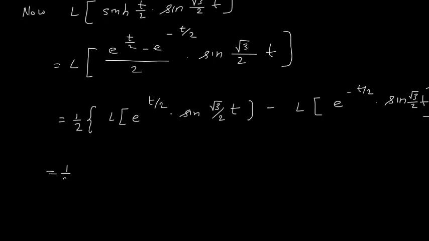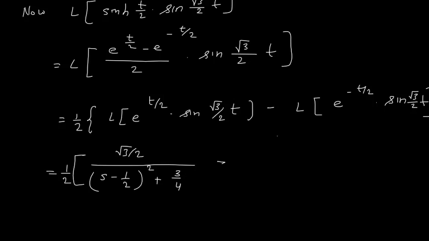So by using the first shifting theorem, I will say that this is root 3 by 2 divided by, now my s will be replaced by s minus half. So this is s minus half the whole square plus, it is a upon s square plus a square, so a square is 3 by 4, minus here it is root 3 divided by 2 upon s plus half the whole square plus 3 divided by 4.